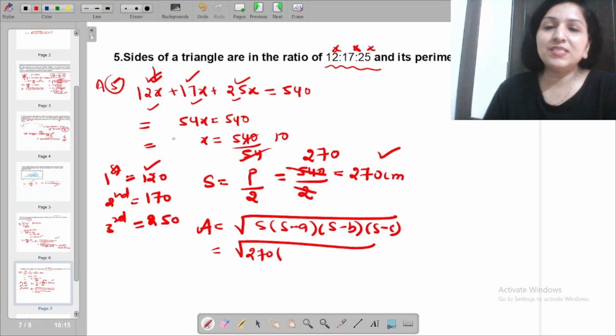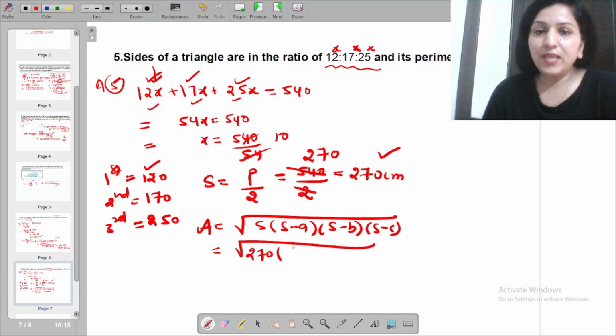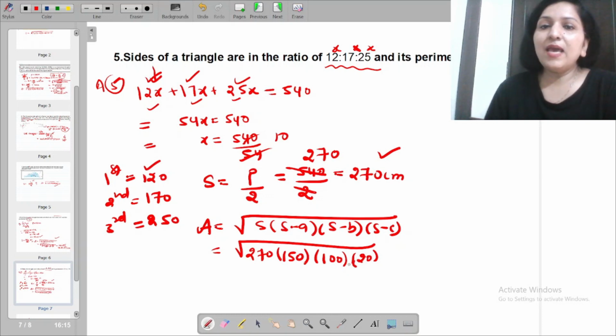Now the difference of 270 and the first side 120. How much is that? 0 minus 0 is 0 here. 7 minus 2 is 5 and 2 minus 1 is 1. Another bracket, difference of 270 and 170, directly we can write it as 100. Third bracket, the difference of 270 and 250, it is just 20. Okay? We have to find the under root of all these numbers.